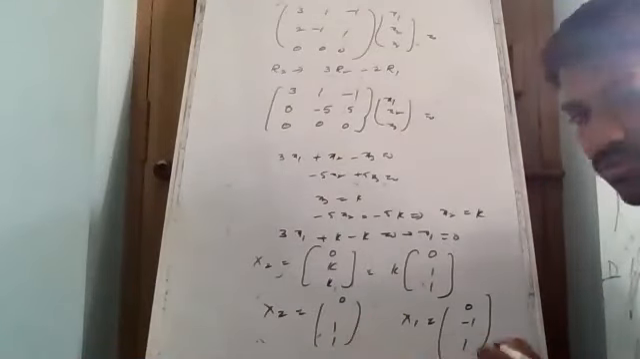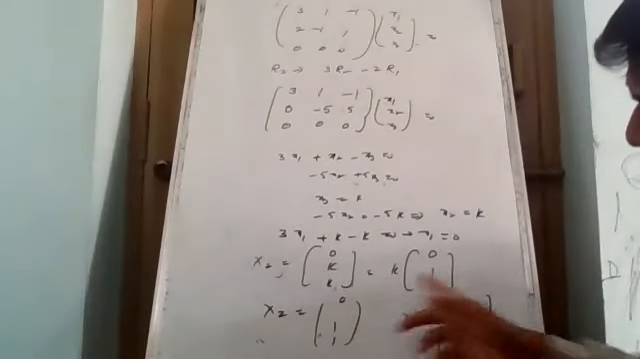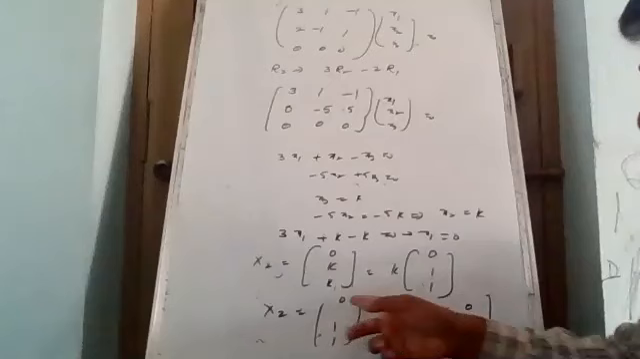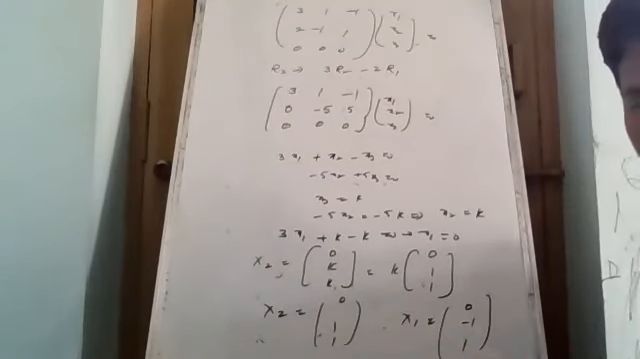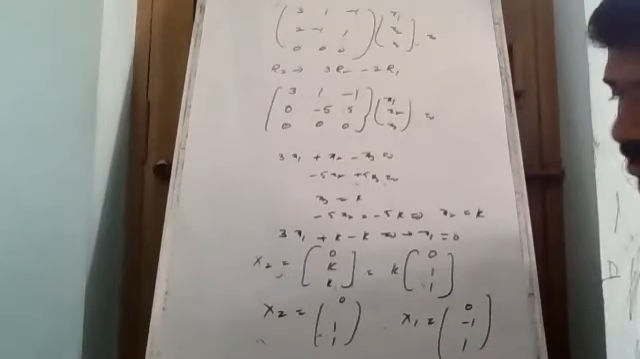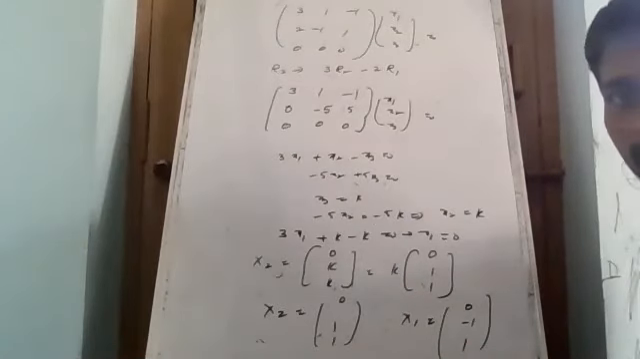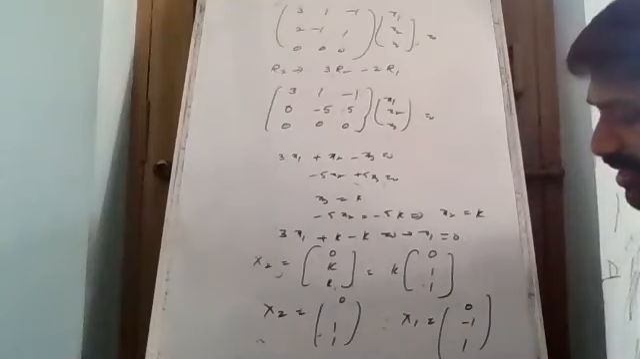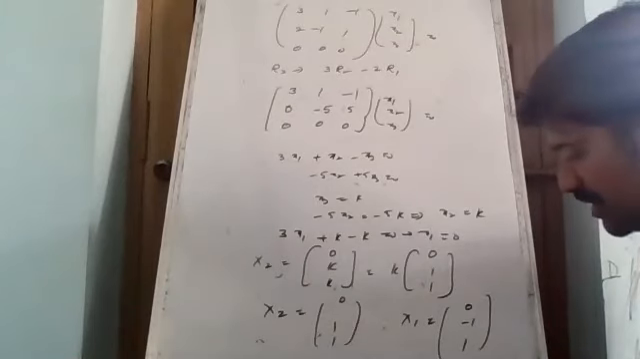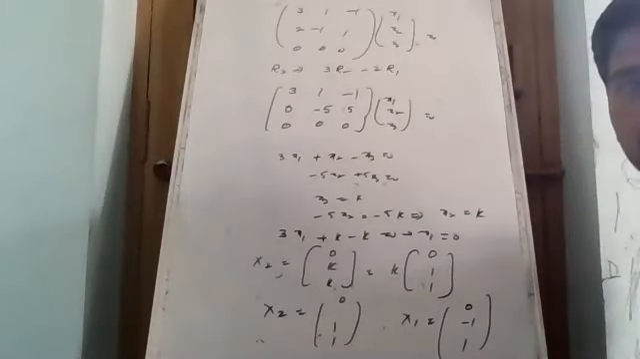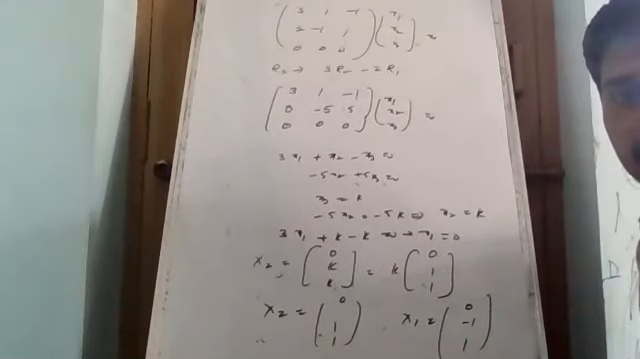By observing these, clearly x1 is independent of k. So x1 is equal to 0 here, and here also x1 is equal to 0. So finally we conclude that the eigenvalues are 1, minus 1, 1, and the corresponding eigenvectors are 0, 1, 1 and 0, minus 1, 1.